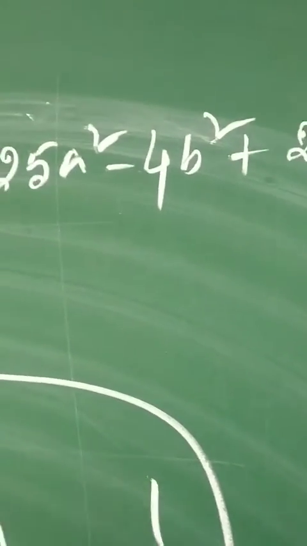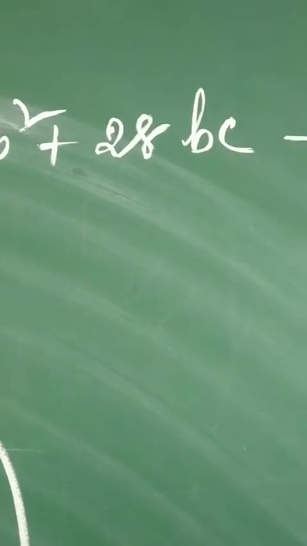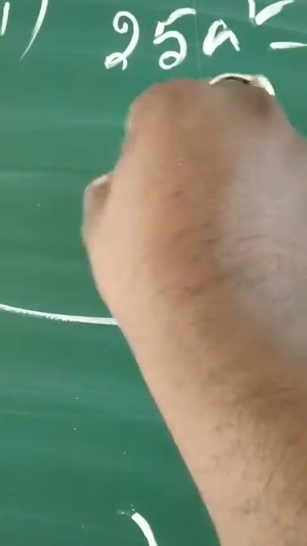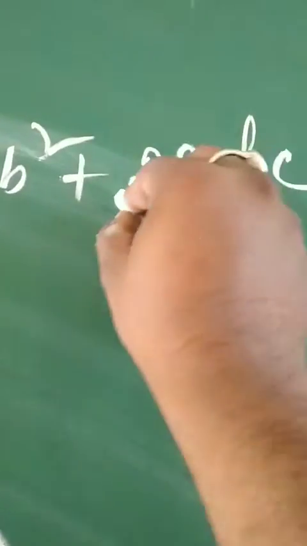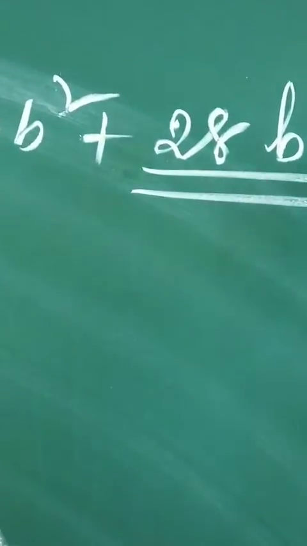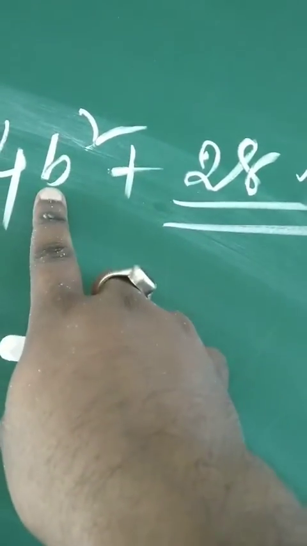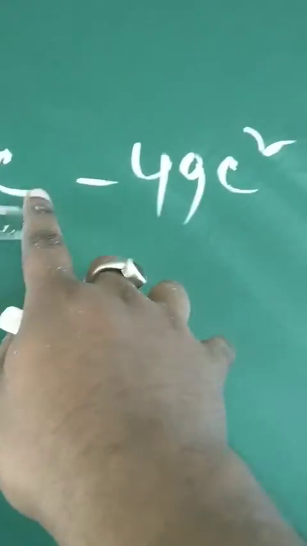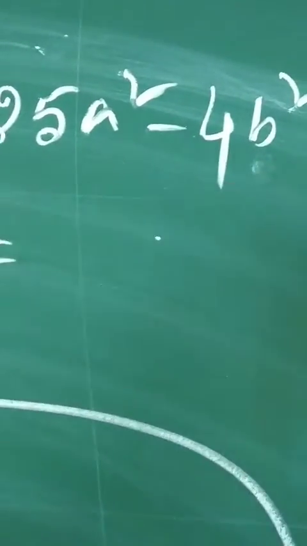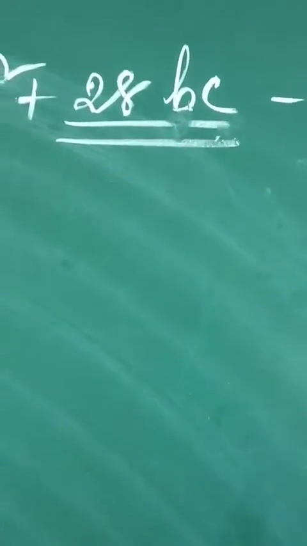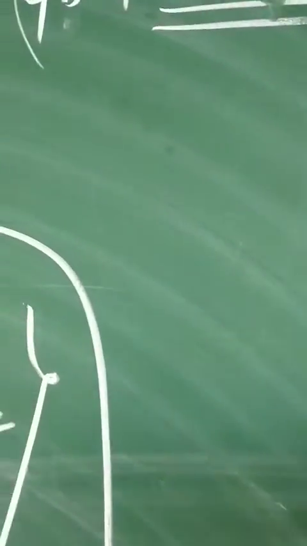Question number 8 is 25a square minus 4b square plus 28bc minus 49c square. Children, it's very simple. Here is 28bc, so it contains b and c. b is available here in 4b square, and c is available in 49c square. So what we can do here is consider this particular part for the identity a minus b whole square. Let's check how to do this.